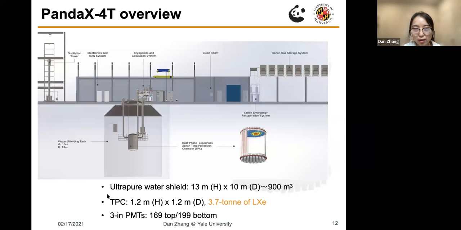Here is the scale of the detector. The detector itself is around 1 cubic meter in size, holding 3.7 tons of liquid xenon in the sensitive region. And we used around 350 to 400 3-inch PMTs in total.